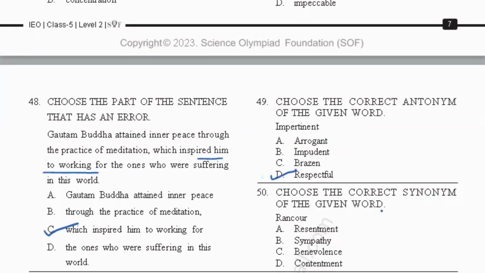Choose the correct synonym of the given word, rancor. Rancor means a feeling of hate and continuing anger about something that happened in the past. So here we can take the same meaning word as resentment. Resentment again means a feeling of anger. The others can be sympathy, benevolence like kindness, content meaning satisfaction. So it's option A, the correct answer. So with this we have completed the IEO Level 2 paper.